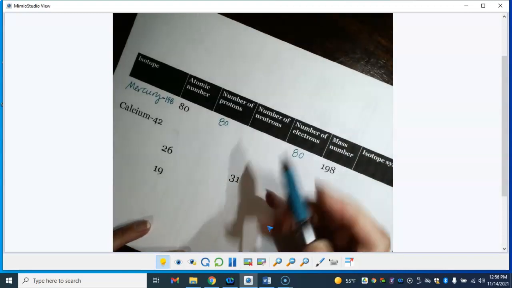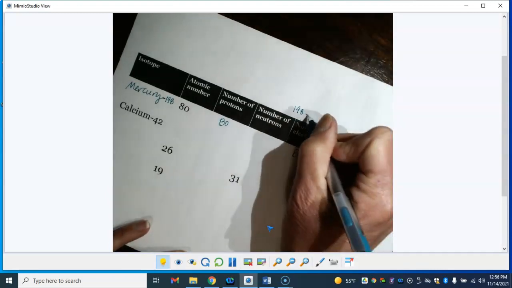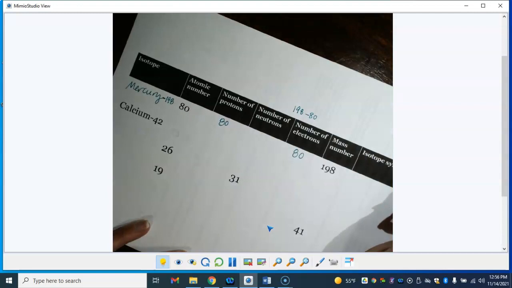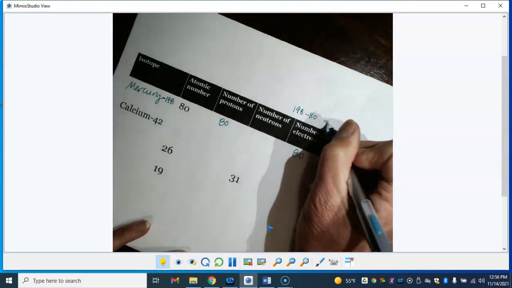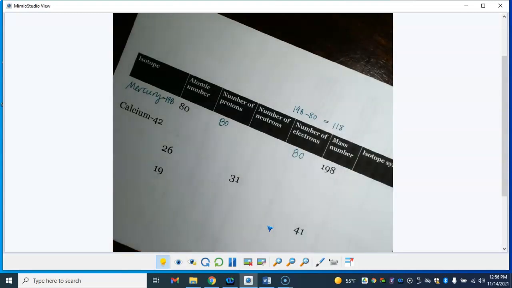To do that, I'm going to have to take the mass number, which is 198, and subtract the atomic number, which is 80. So that would be 118, if I'm correct. But let's double check because I'm bad with math in my head. It is equal to 118. I'm correct.